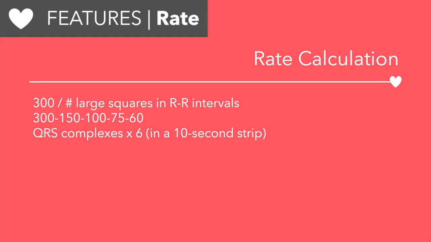Another feature to identify on the ECG is the rate. One way to calculate the rate is to divide 300 by the number of large squares between 2 R waves. Some people like to use 300, 150, 100, 75, 60 as a memory tool for the number of large boxes. Another method is to count how many QRS complexes there are in a 10-second strip, and then multiply it by 6 to get the number of beats per 60 seconds, or 1 minute. When you take a typical 12-lead ECG, counting the QRSs from left to right, that is a 10-second strip already, so simply multiply it by 6.